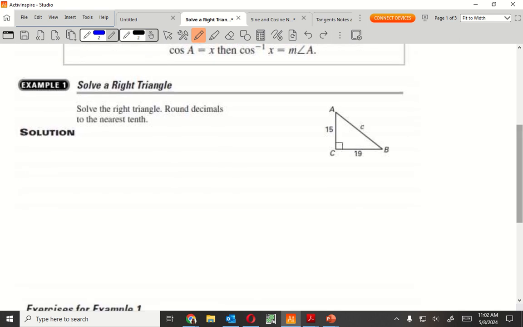So first thing we're going to do is we're going to go through and use Pythagorean theorem to find our hypotenuse. Because it's always going to be a squared plus b squared equals c squared. Now, I got to label the sides of my triangle also. I have a here, b here, and c is over here.